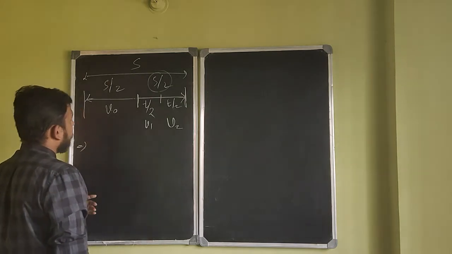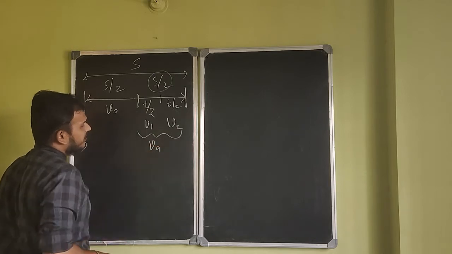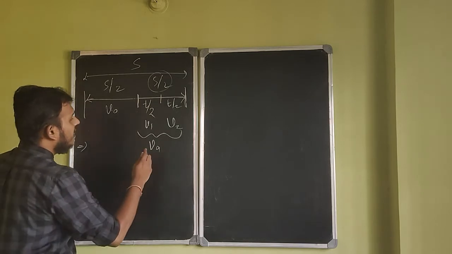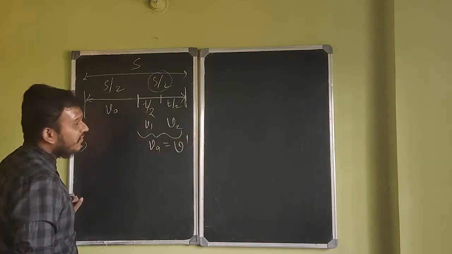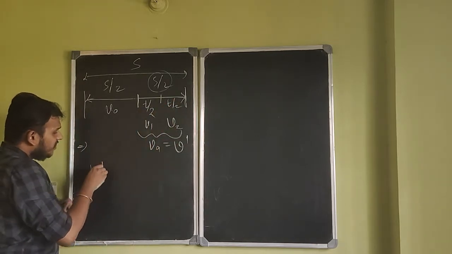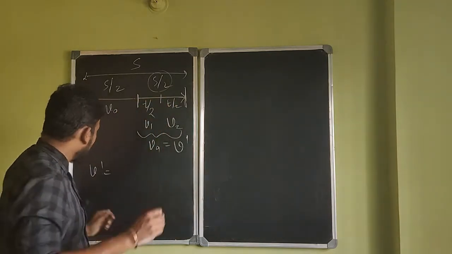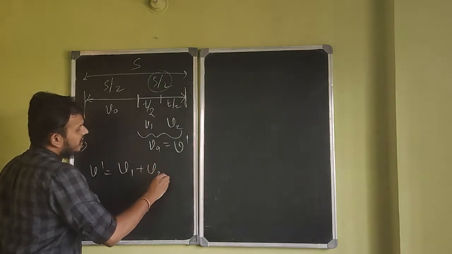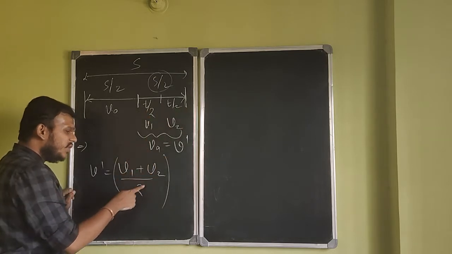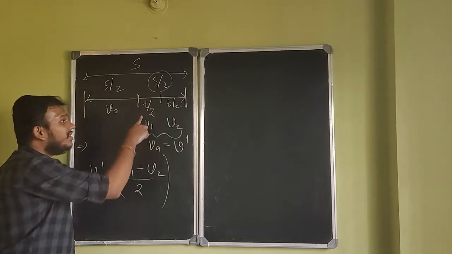Fine. So for this journey, let me try to calculate v average for this journey alone. I want to calculate v average for that journey alone, and I'll be calling it v dash. The average velocity during this journey alone, I'm going to call it v dash. So v dash, what's the formula? What does the formula say? When the total journey is divided in two equal intervals of time, the formula says that average velocity is simply v1 plus v2 by 2. So average velocity for this journey is v1 plus v2 by 2, and I can use that as the velocity during this entire journey.